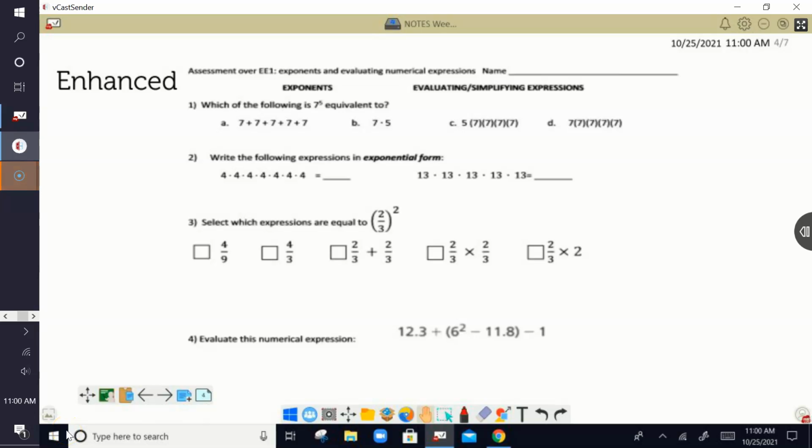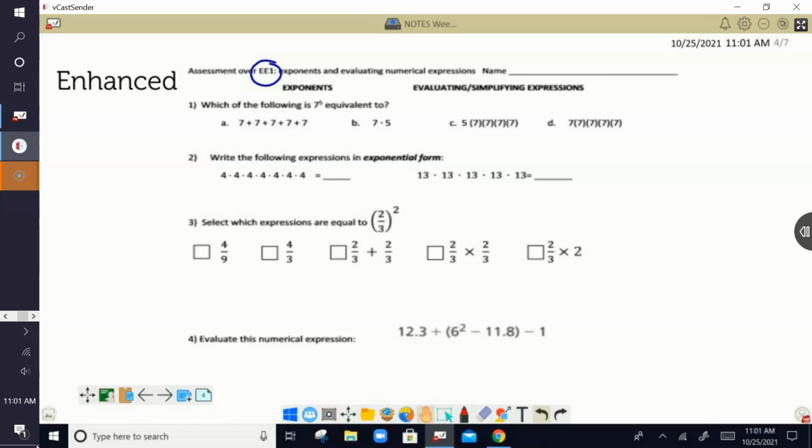I'm going to go over our test right here. This is the assessment over EE1. This is just the standard that we use. This is also called the expressions test number 1 for the enhanced class. Anyway, I'm just going to go over these answers with you, and you can follow along and maybe pick up a few skills too.